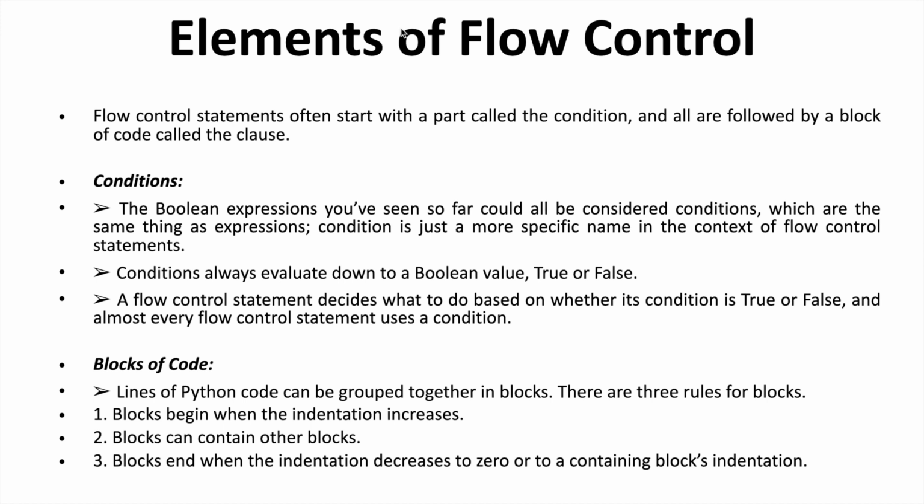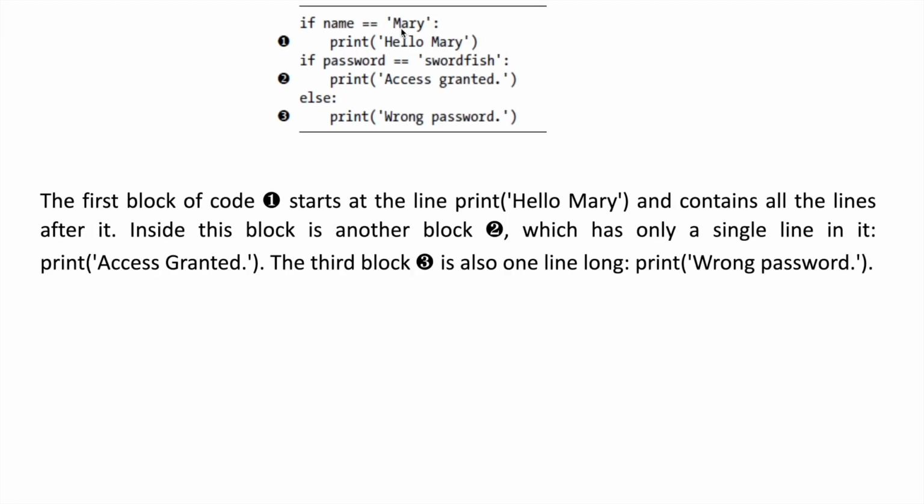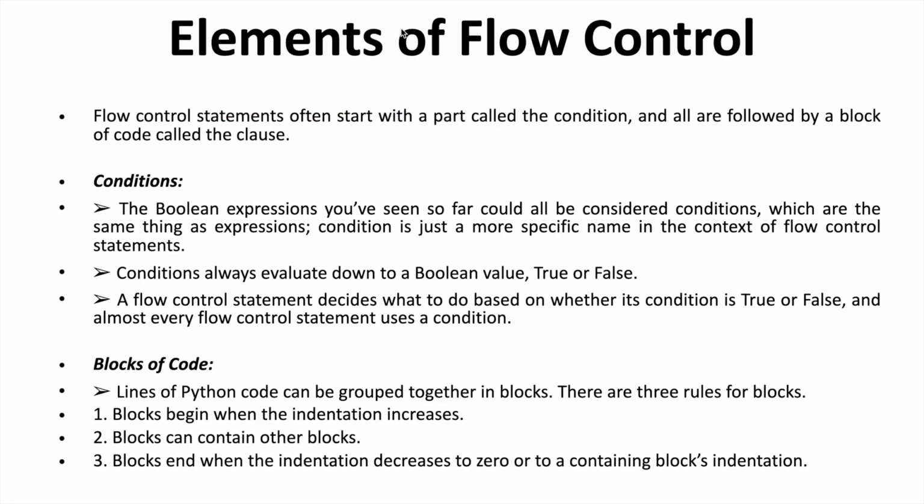A flow control statement decides what to do based on whether its condition is true or false. That means if a condition is true, do one thing. If the condition is false, do the next thing. For example, here if name is equal to Mary, the condition is true, so print hello Mary. If name is not equal to Mary, it is not going to print hello Mary. Getting my point? If the condition is true, the output will be different from when the condition is not true.